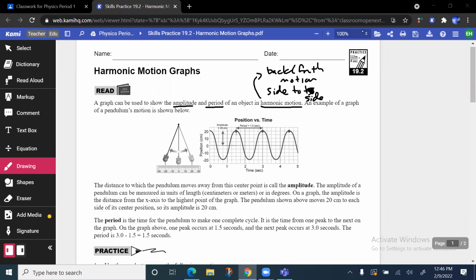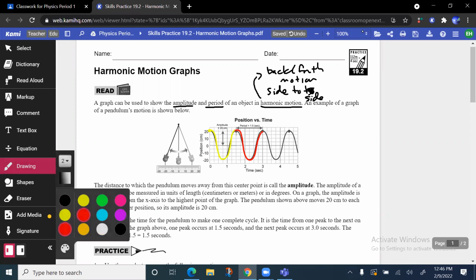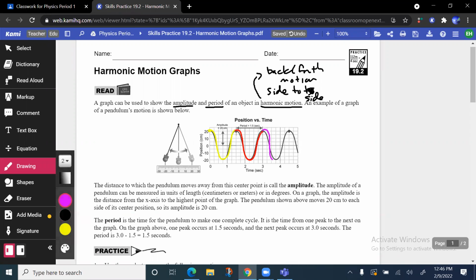So we can see from a graph that the period is the time for one cycle. So we can draw one cycle from, let's say, here to here. That would be one cycle, right? Another cycle would be from here to here. Another cycle would be from here to here, and so on. So the time in this particular graph for one cycle would be 1.5 seconds. The period would be 1.5 seconds.